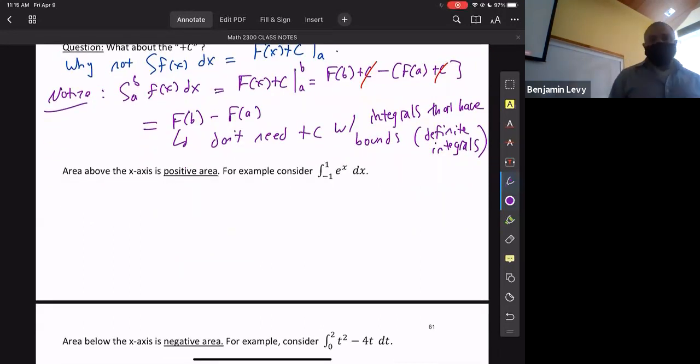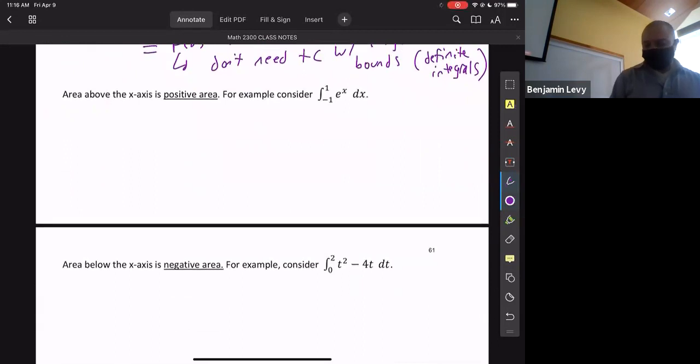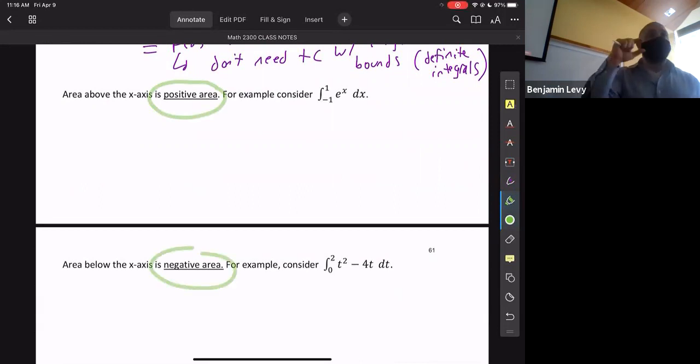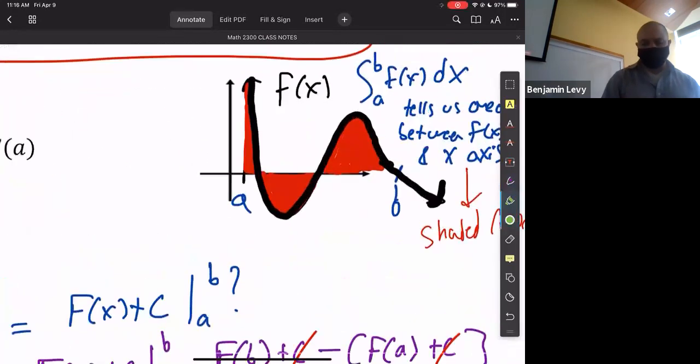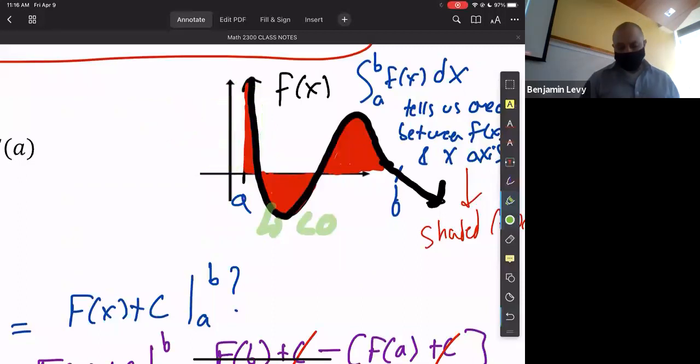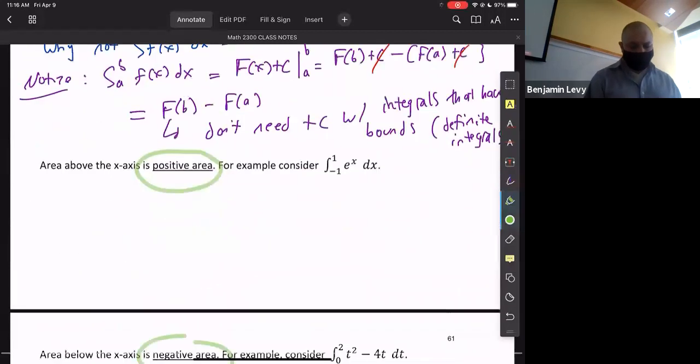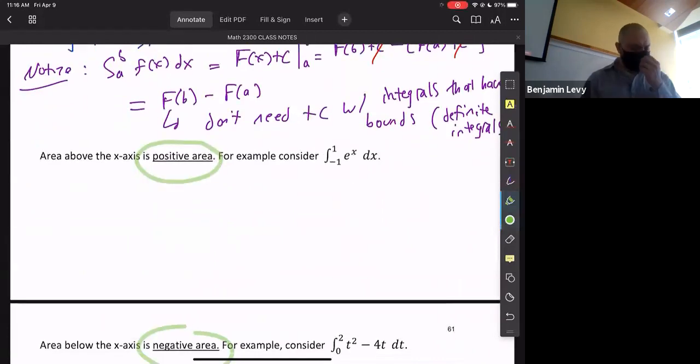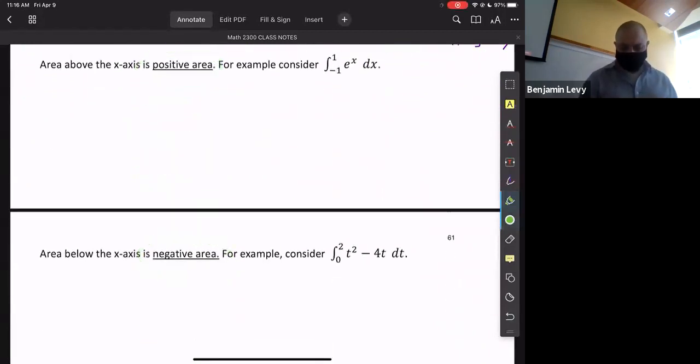Feel good about this. So the first thing I like to emphasize is the difference between positive area and negative area. If we're above the x-axis, we get positive area, and if we're below the x-axis, we get negative area. Looking back at this picture, the area here is going to be less than 0, and the area here is going to be bigger than 0, because one's above, one's below. We're going to look at a couple of examples that emphasize this idea in these two pictures. Let's go ahead and draw the pictures.